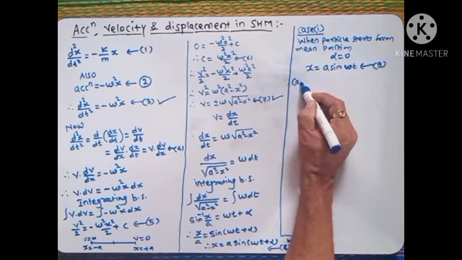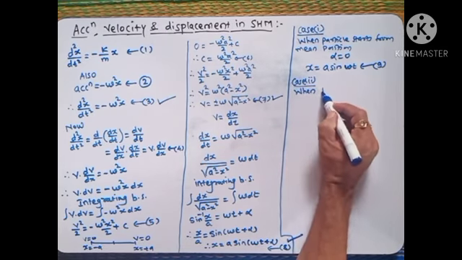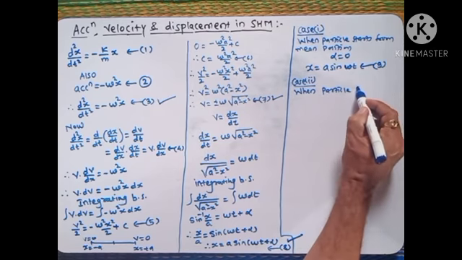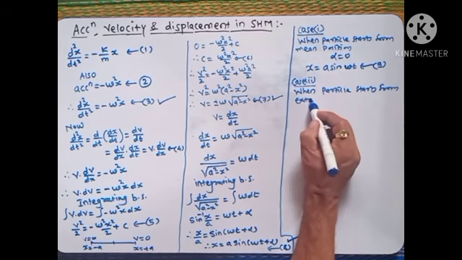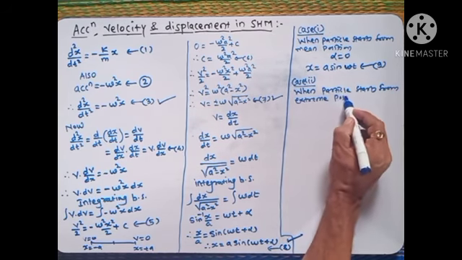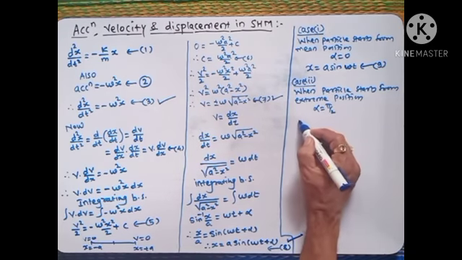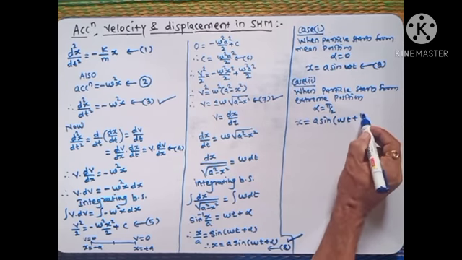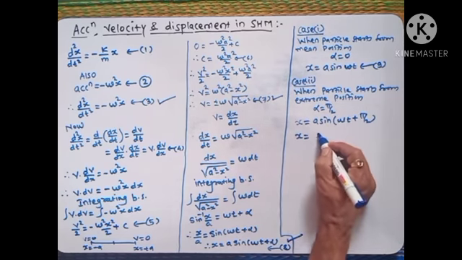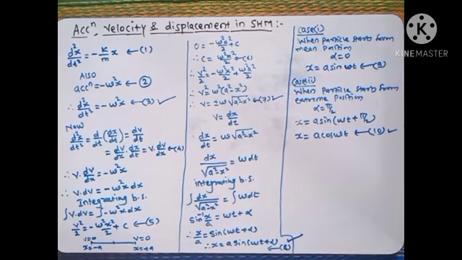And case 2, we consider when the particle starts from extreme position, then alpha is equal to pi by 2 or 90 degrees. Then we get x equal to a sine omega t plus pi by 2, or x equal to a cos omega t. This is equation number 10. We use this equation number 10 when the particle starts from extreme position.